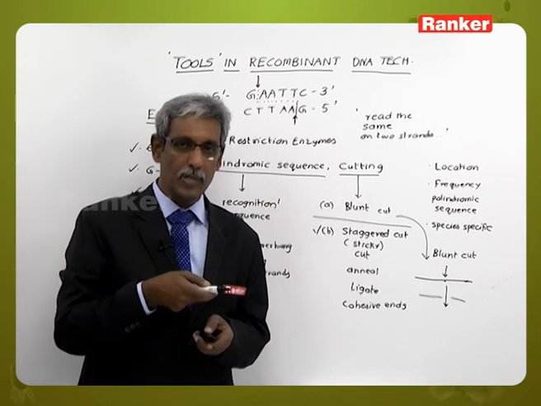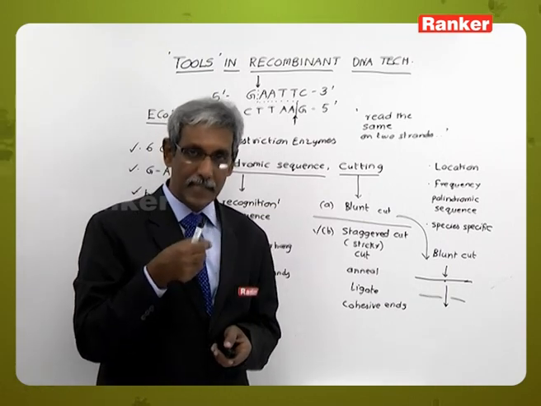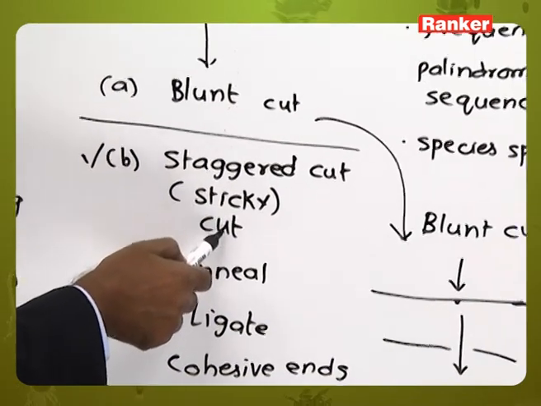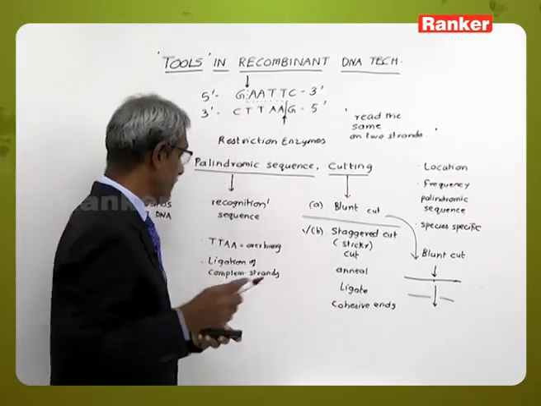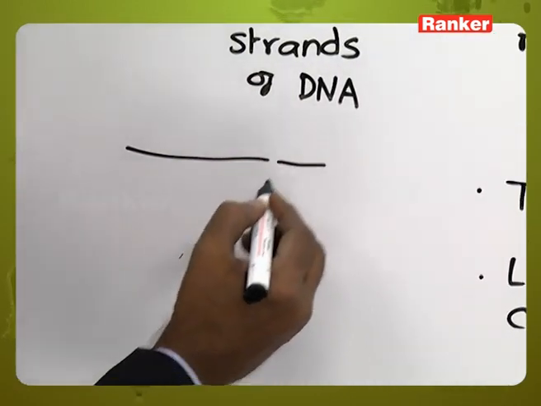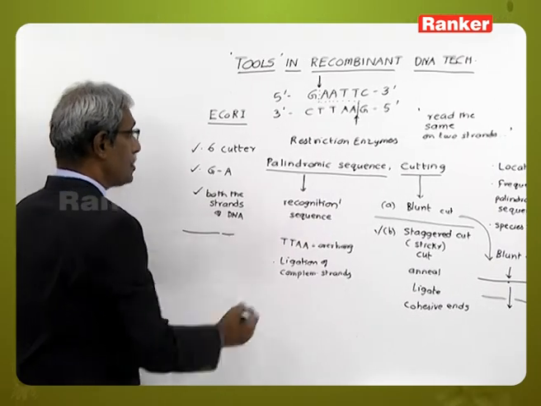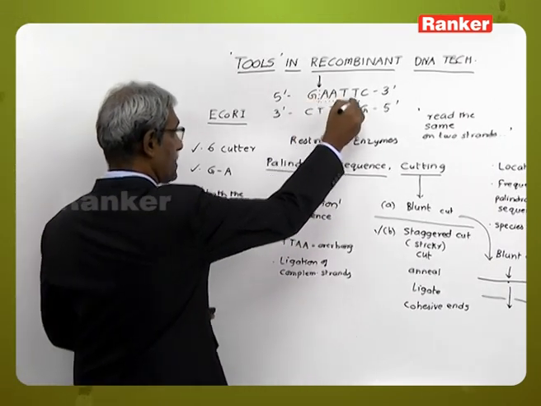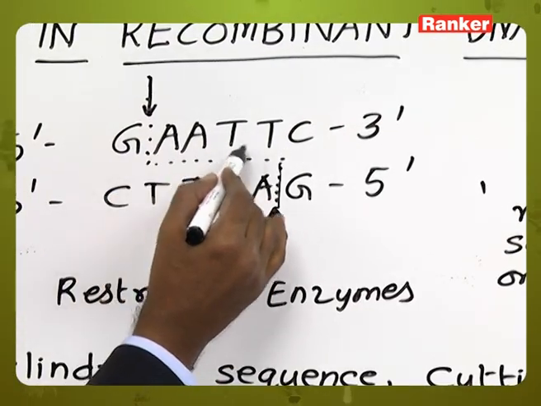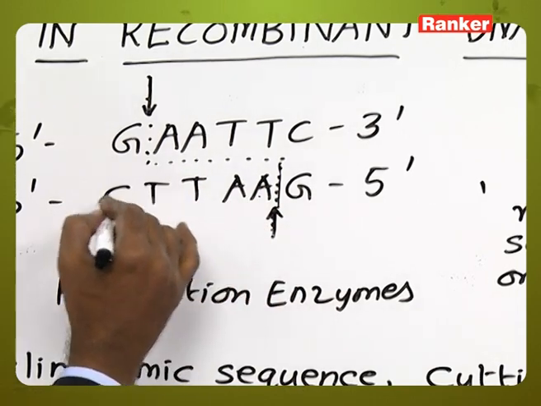When you saw a piece of wood, the wood comes off in the form of a chip. So in a staggered cut, we always have a sticky or cut end. It is as if the sequence has an edge on the outside. So when you have a restriction enzyme which cuts like this, because of this particular cut, we have AATT and also C, and similarly, we have AATT and C.